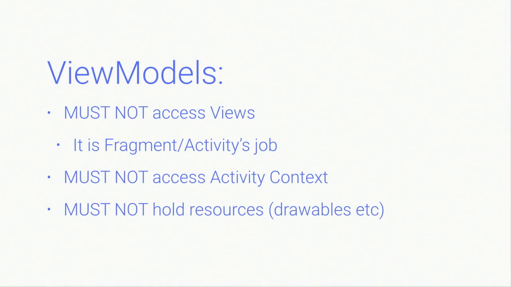So first of all, you must not access views and any other UI-related entities. The reason for that is they are going to be recreated during configuration change. If you try to use them, you will either use stale data from there, or leak them. That's going to finish badly. And it's the Fragment or Activity's job to bind the data that you get from a ViewModel with the actual UI: text views, buttons, I don't know what else.